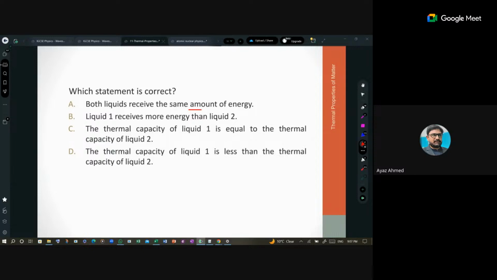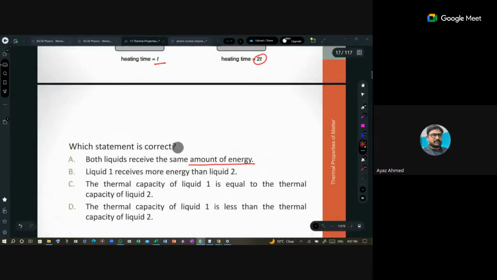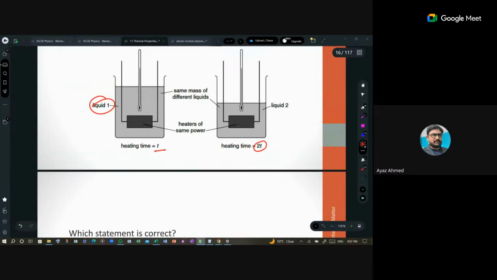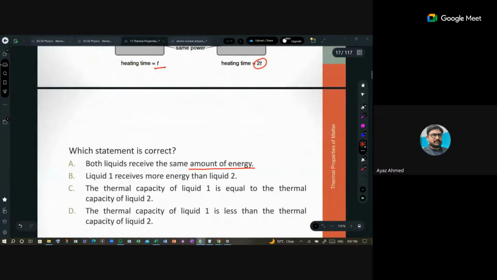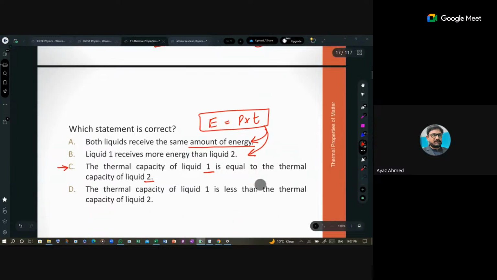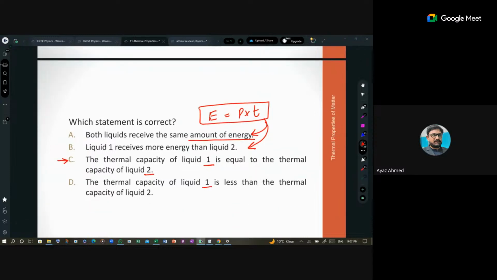Both liquids are receiving the same amount of energy. This is a very important point, because energy is equal to power times time. So from this you have to analyze this part. I will come back to that. Liquid 1 receives more energy than liquid 2. This is again solved from this equation. Then thermal capacity of liquid 1 is equal to the thermal capacity of liquid 2, depending upon the nature of that material, and thermal capacity of liquid 1 is less than that of liquid 2.